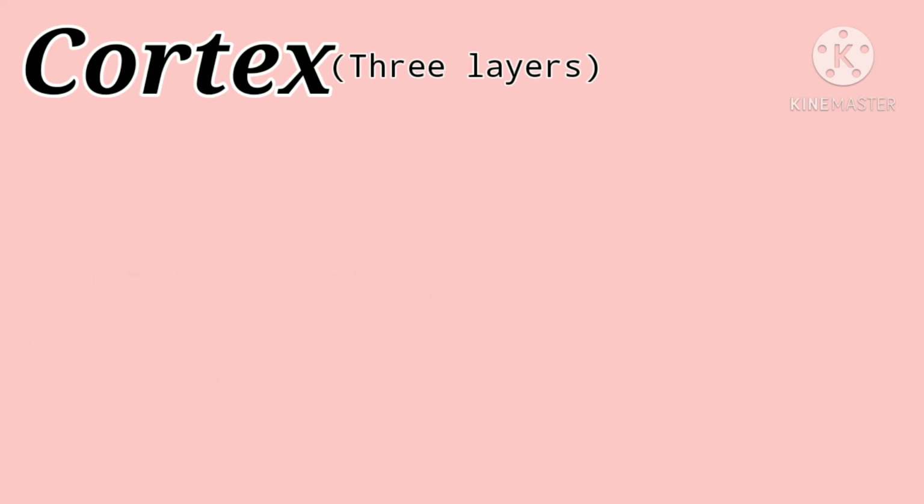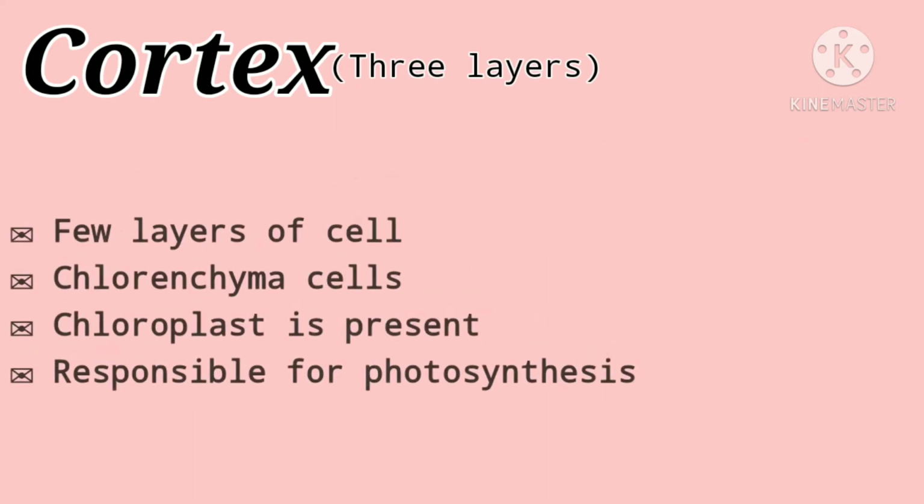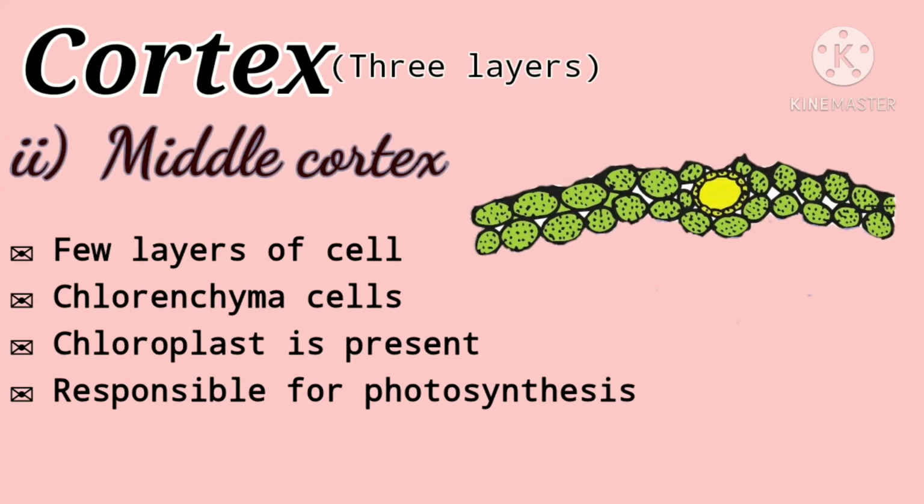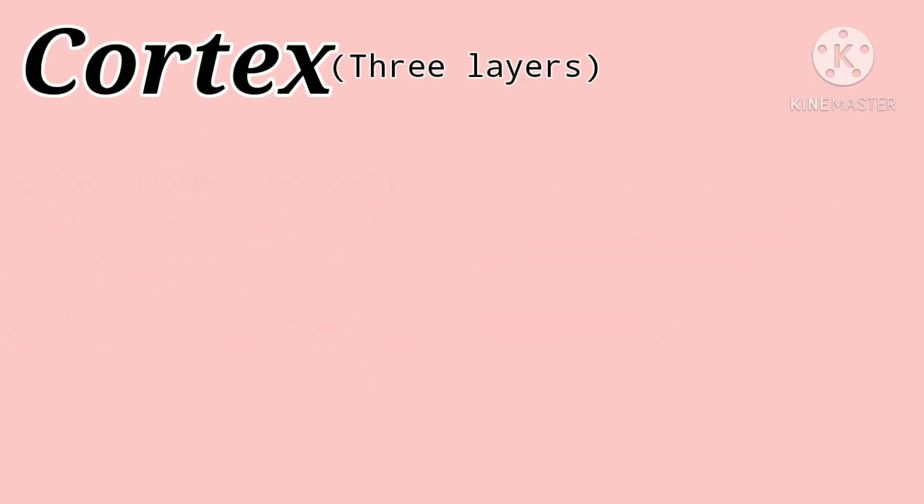Next layer of cortex is a middle cortex. The middle cortex is made up of few layers of chlorenchyma cells. In this layer, chloroplast is present. These chloroplasts are responsible for the process of photosynthesis.